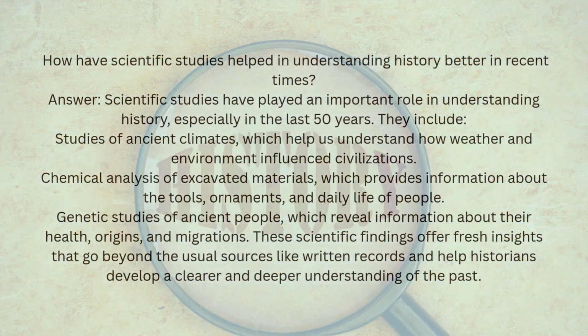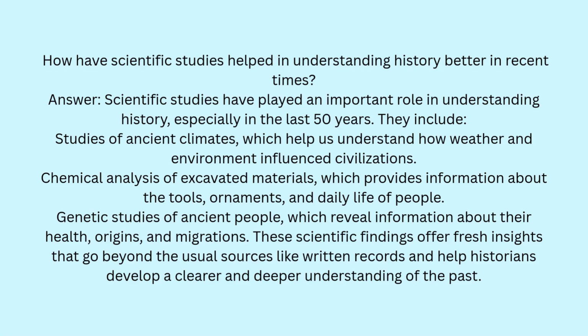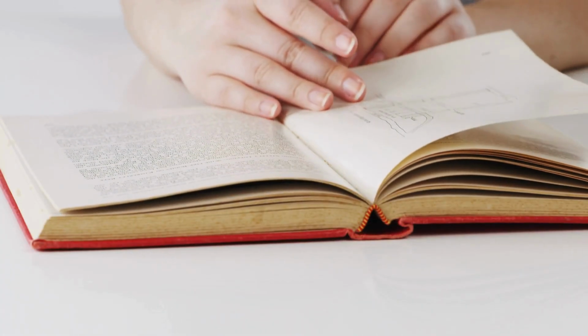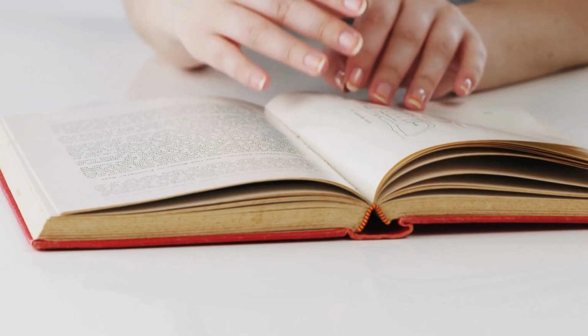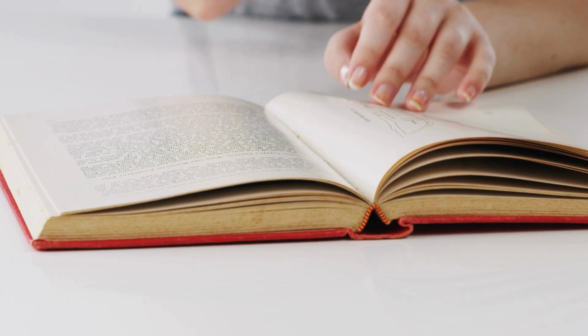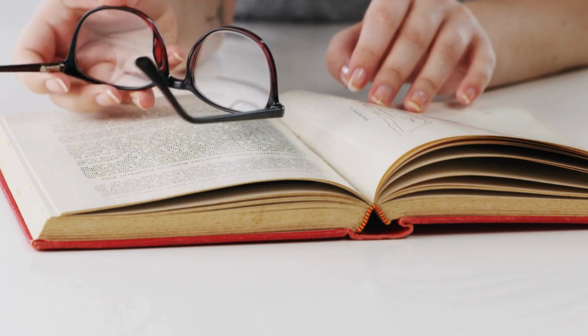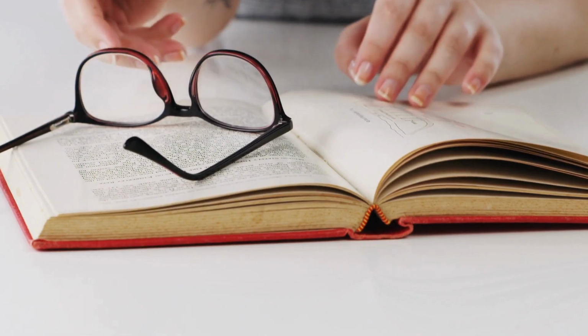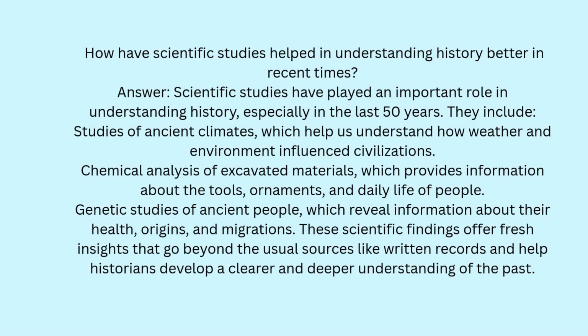But does this scientific study help us in understanding history better in recent times? Yes, it does. Studies of ancient climate help us understand how weather and environment influenced civilization, and chemical analysis of excavated materials provides information about the tools, ornaments and the daily life of the people. Then again, genetics studies of ancient people reveal information about their health, origin and migration. These scientific findings offer fresh insights that go beyond the usual sources, like written records, and help historians develop a clearer and deeper understanding of the past.